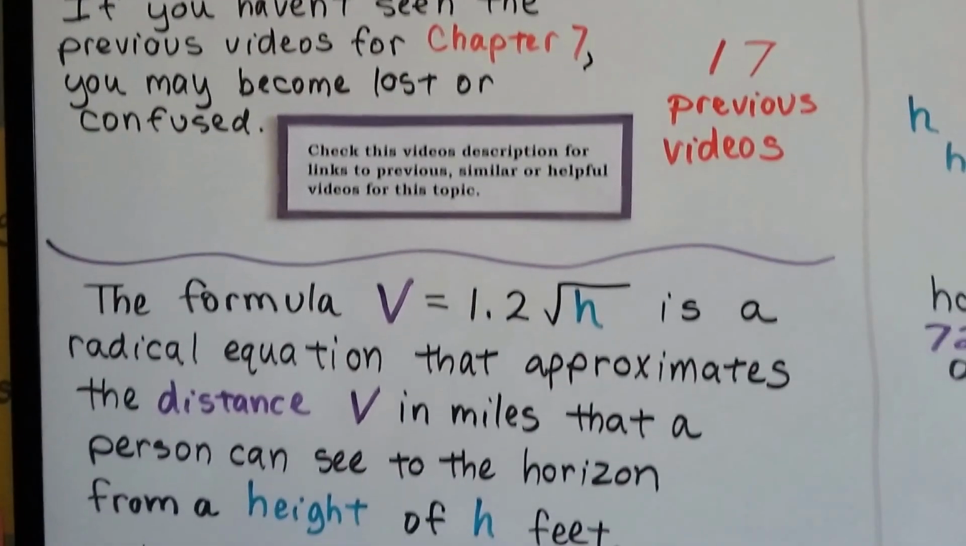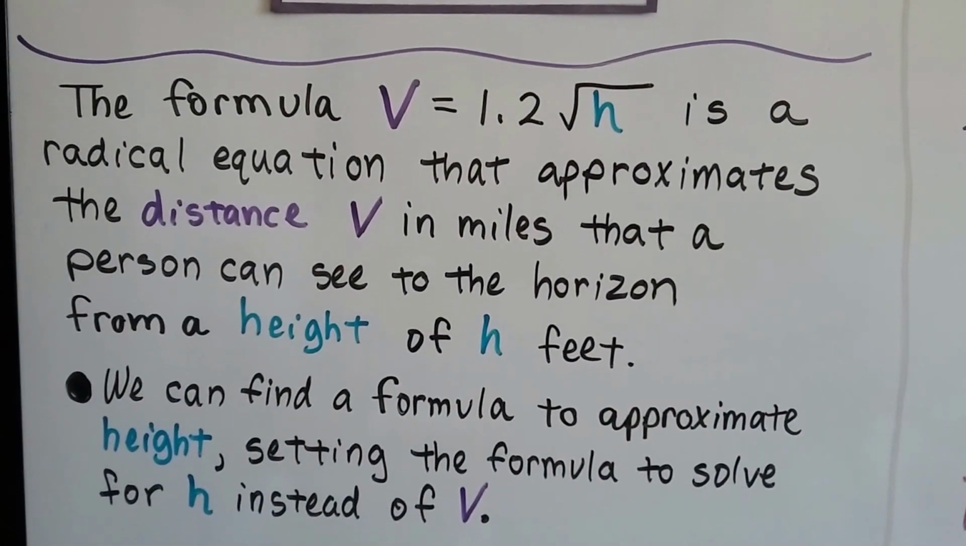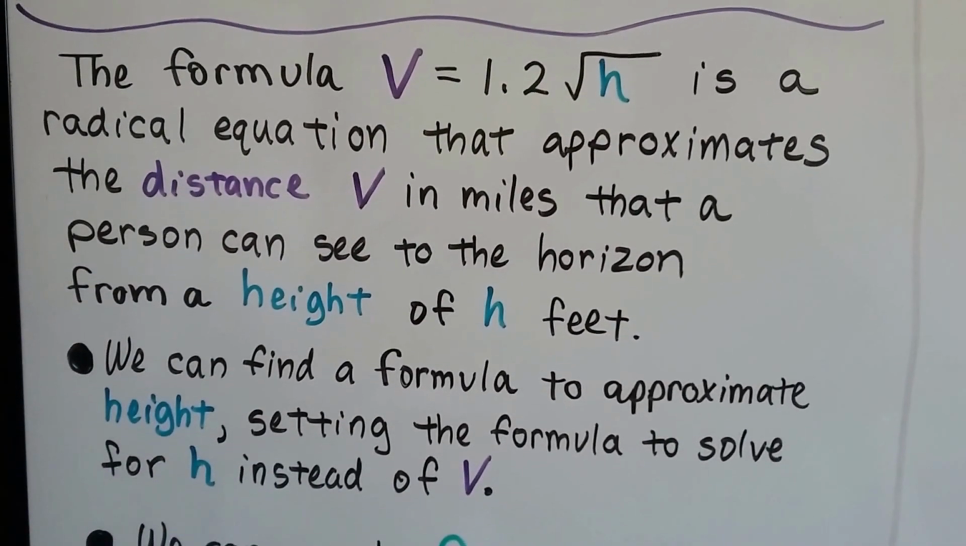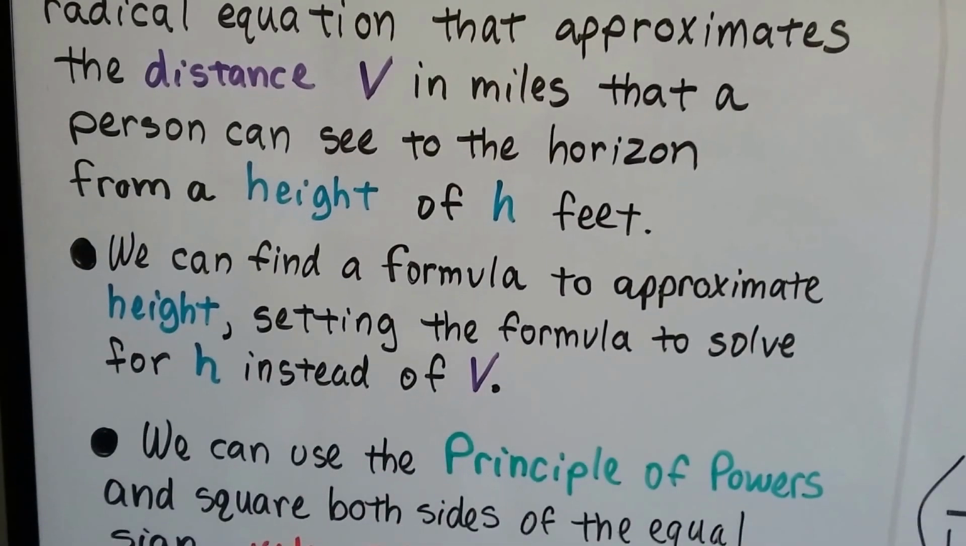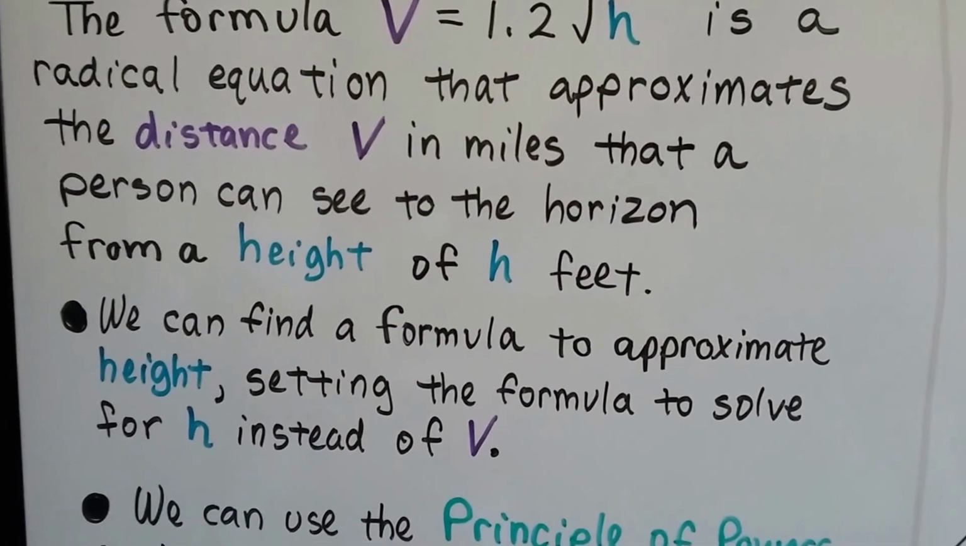Okay? The formula v equals 1.2 times the square root of h is a radical equation that approximates the distance v in miles that a person can see to the horizon from a height of h feet. We can find a formula to approximate height, setting the formula to solve for h instead of v.